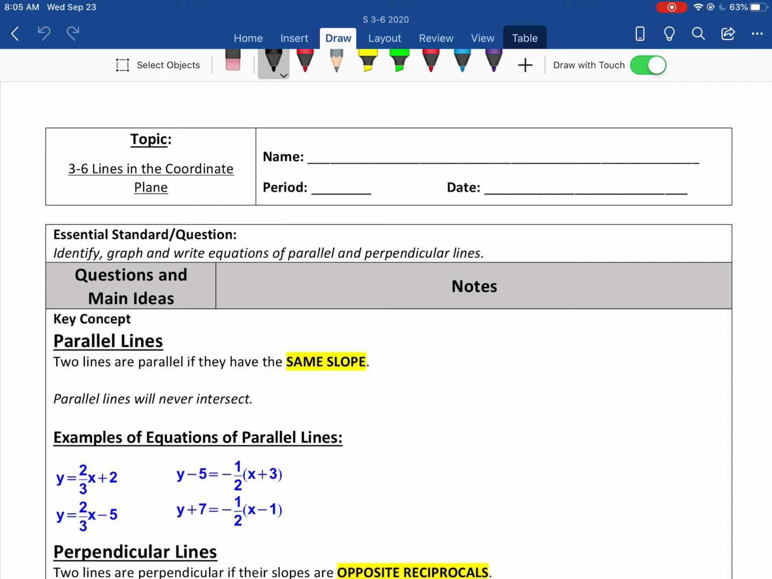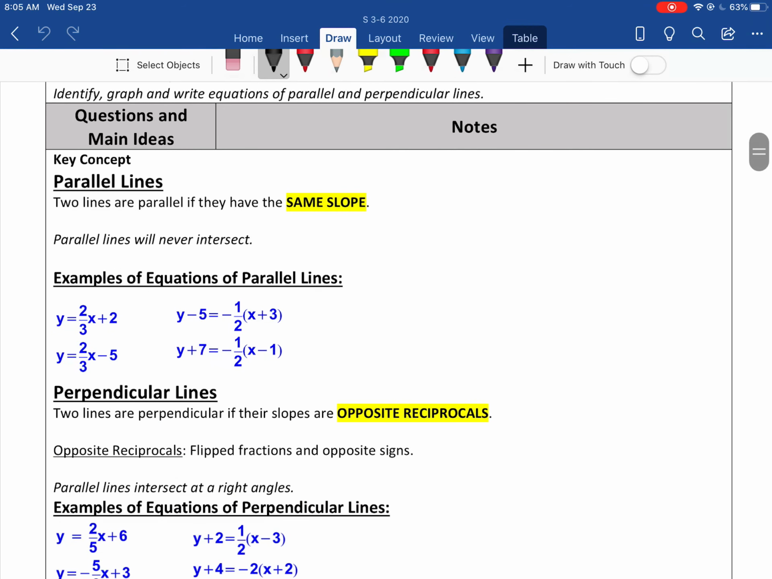Hey guys, so welcome back to the last lesson in chapter 3. Last video you learned about lines in the coordinate plane, just regular old lines, finding slope and writing their equations. So today what you're going to learn about is writing equations of parallel and perpendicular lines. Again, this should be a review from Algebra 1, but we will go back over it today.